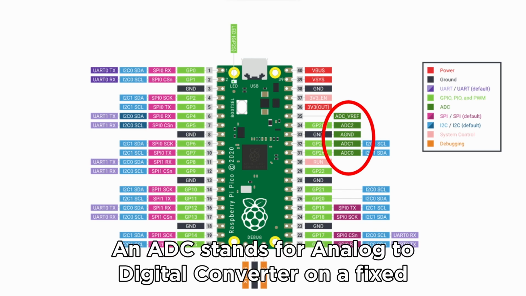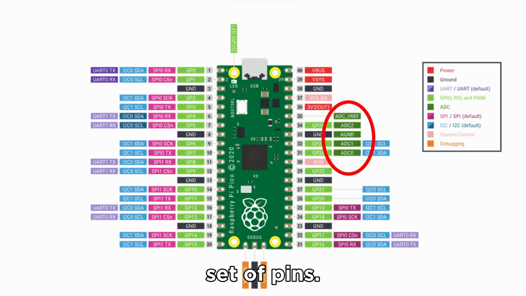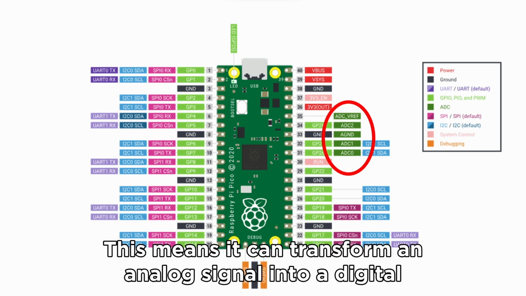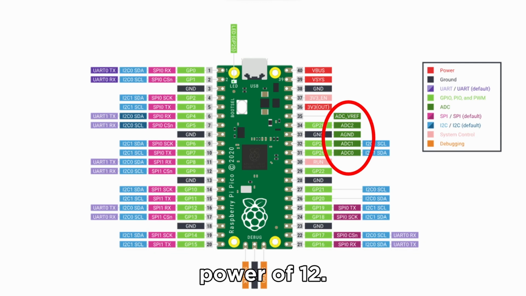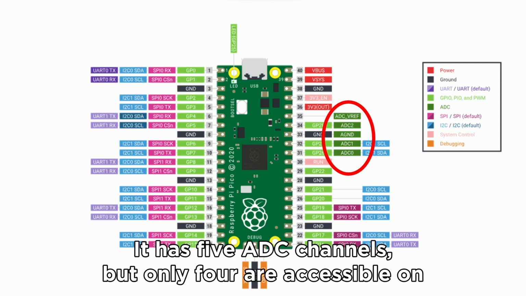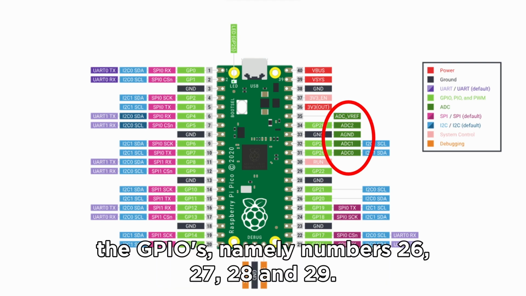An ADC stands for Analog to Digital Converter on a fixed set of pins. This means it can transform an analog signal into a digital signal as a number ranging from 0 to 4095, or 2 to the power of 12. It has 5 ADC channels, but only 4 are accessible on the GPIOs, namely numbers 26, 27, 28 and 29.